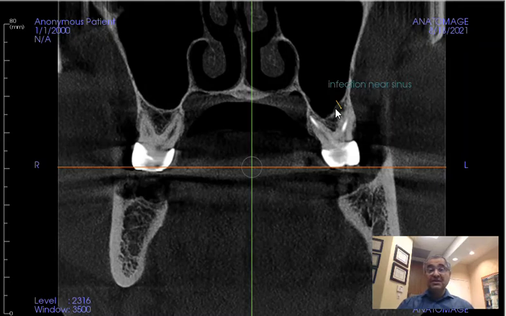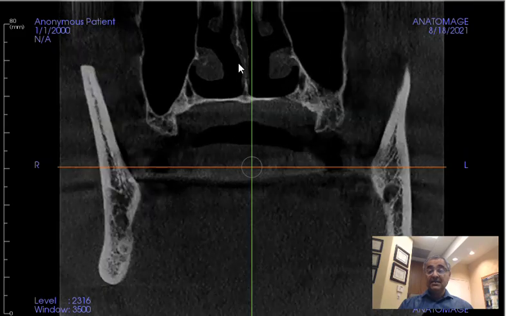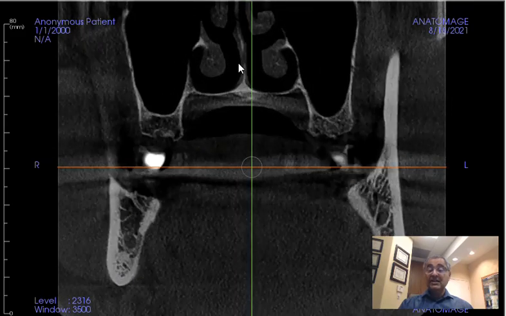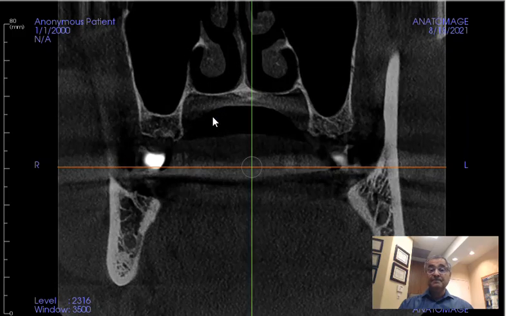The other thing is we can see pathology in the sinuses or in the jaw, TMJ, that traditional X-rays cannot even reach. So we can see the sinus in this picture, and you can see the sinuses are actually clear. We can see the membrane, and we're not seeing any cysts inside the sinus. It would clearly show itself as a thickening of that membrane.